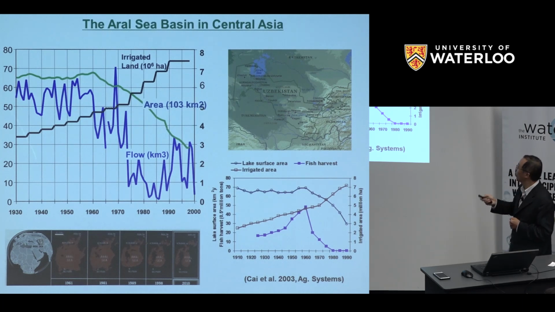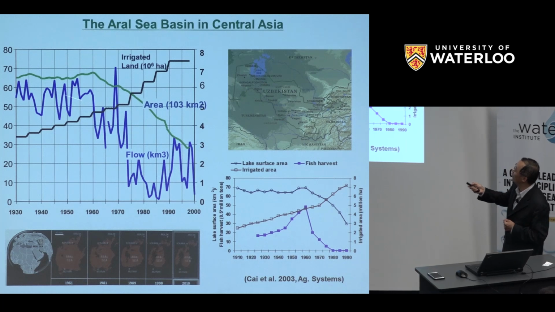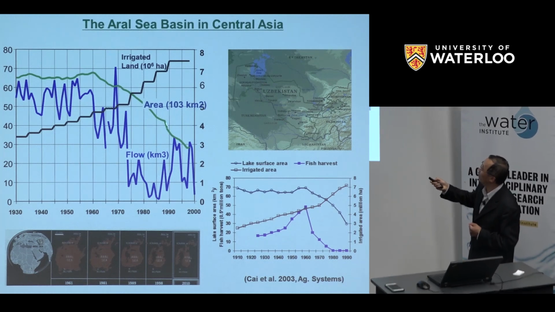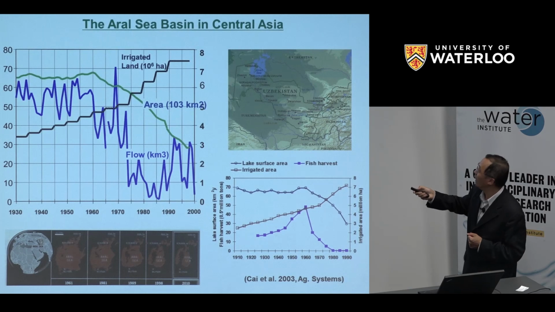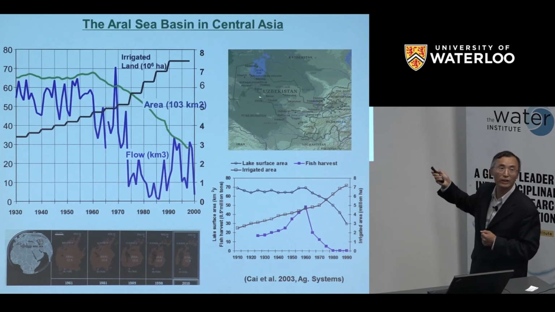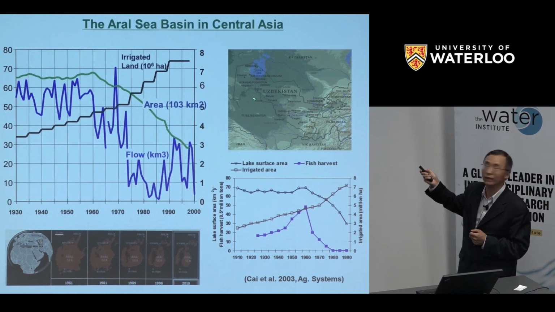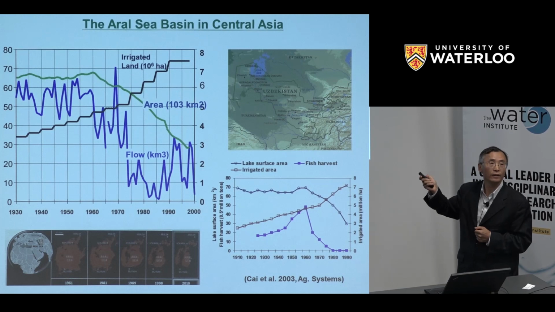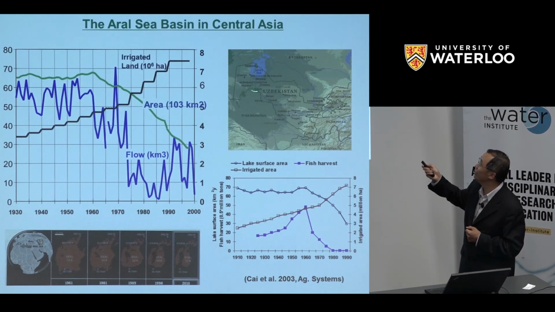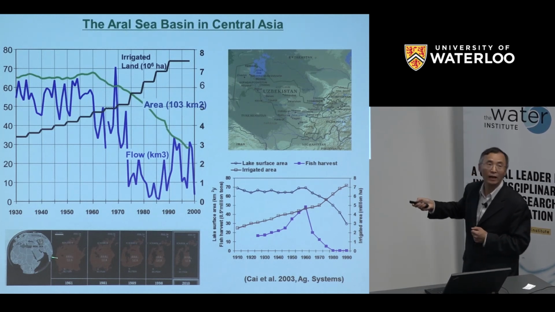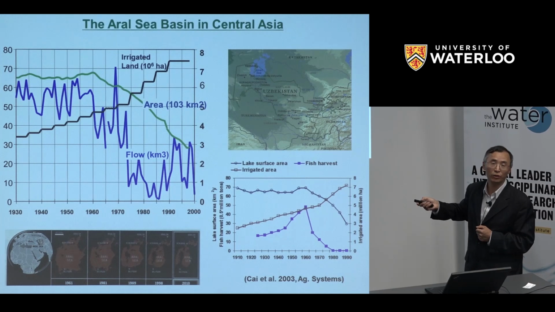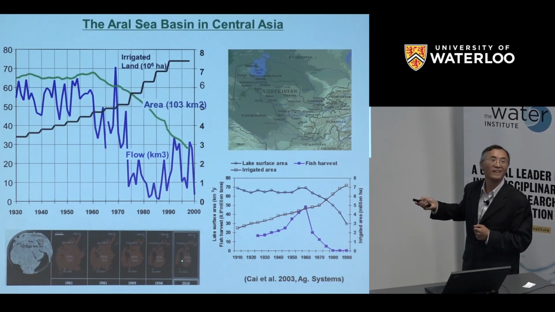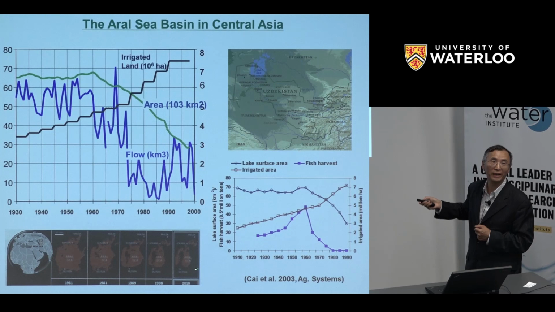In this figure, this is the area of the lake, and this is the inflow to the inland lake. The Aral is an inland lake in Central Asia, and the two rivers, Amu Darya and Syr Darya, flow to the lake. It used to be the fourth largest inland lake in the world, but today it has shrunk to some small lakes.